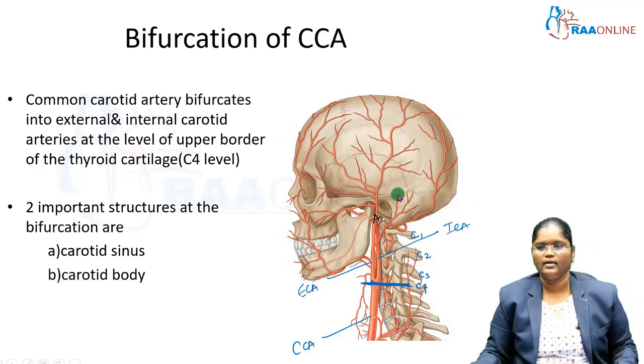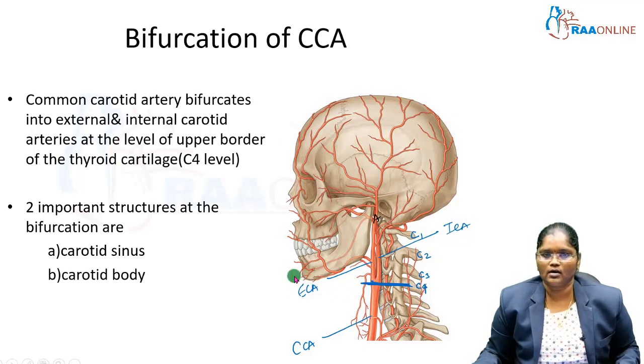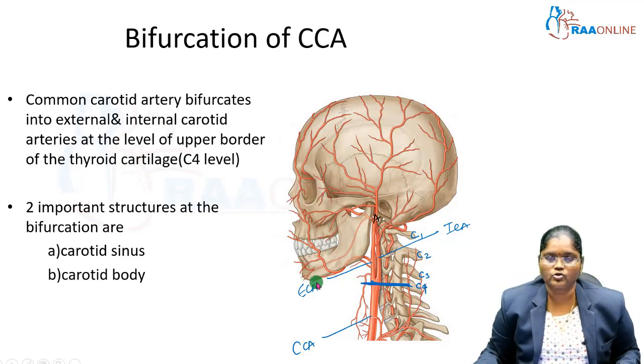As I already explained, the name external carotid artery is given because of its distribution, not by its location. The external carotid artery is going to supply the superficial structures of the neck, whereas the internal carotid artery is going to supply the cranial cavity, the eye as well as the orbit.